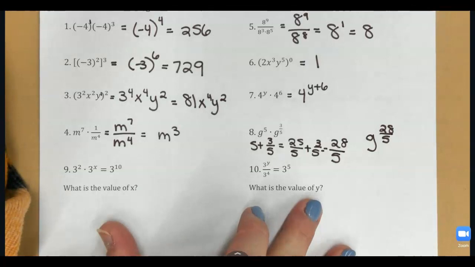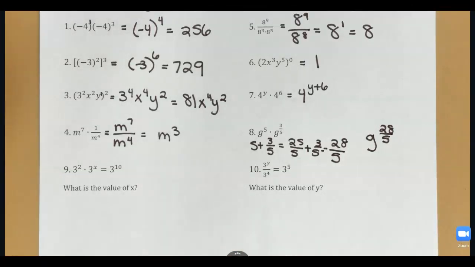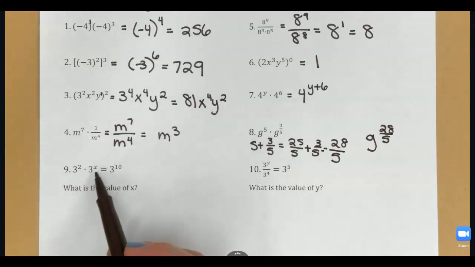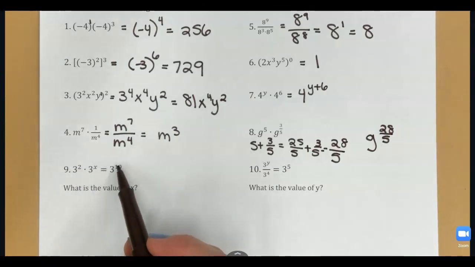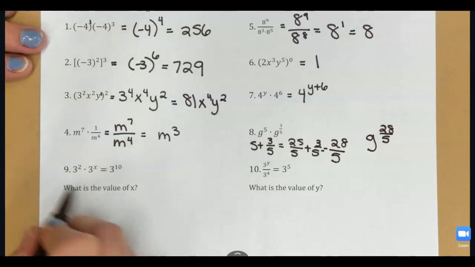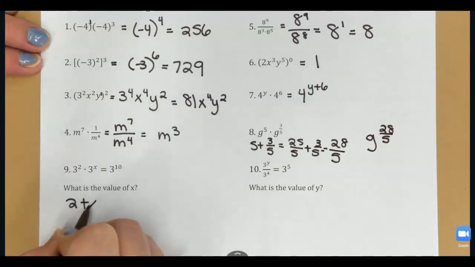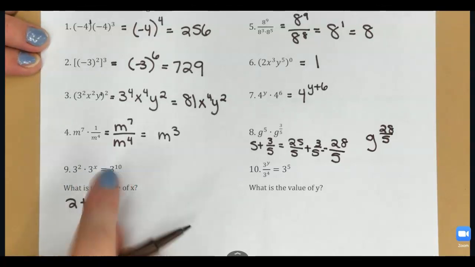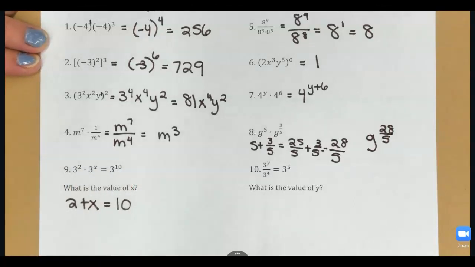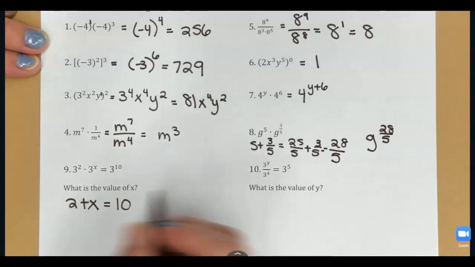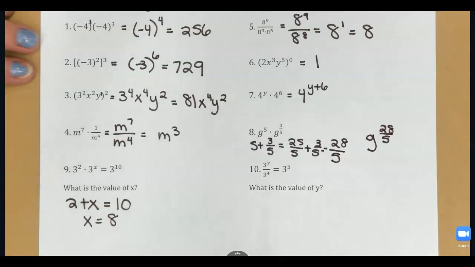Okay, last 2, we're going to be using our exponent rules to find variables. On the first one, number 9, 3 squared times 3 to the x power is equal to 3 to the 10th power. So this is my product rule, which means I'm adding my 2 exponents, 2 plus x, and that is going to result in 10. So I need to solve that for x. I'm just going to subtract 2, and I get that x is 8.